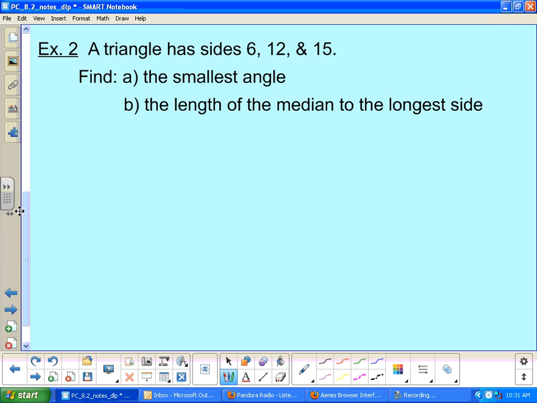Oh, and then a new word. Well, maybe not a new word, but a word we need to remind ourselves about. The median. That's part B. So drawing our little sketch. We have a 6, we have a 12, we have a 15. There's my triangle. Go ahead and just label your vertices, A, B, C, or whatever. Doesn't really matter what you call them.